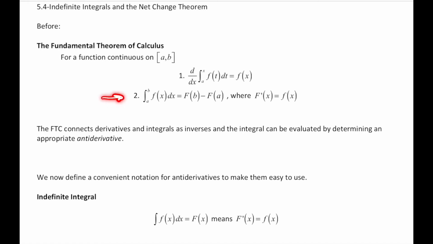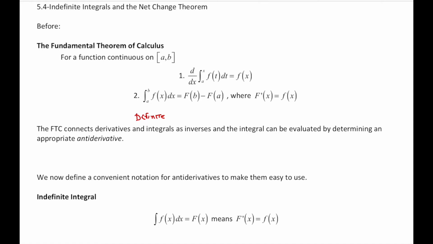The second part of the fundamental theorem of calculus is called the integral evaluation theorem. If we have what we call a definite integral, like this, it is a number. When we have a definite integral, we've got the lower bound and the upper bound. It's equal to the antiderivative of our integrand, evaluated at the upper bound, subtract the antiderivative evaluated at the lower bound, where the derivative of big F of x is our integrand, little f of x. So the fundamental theorem of calculus connects derivatives and integrals as inverse functions, and the integral can be evaluated by determining an appropriate antiderivative.